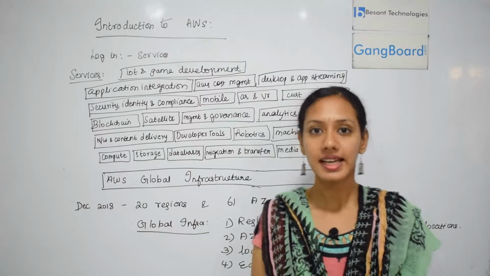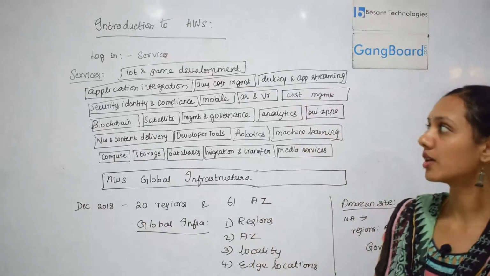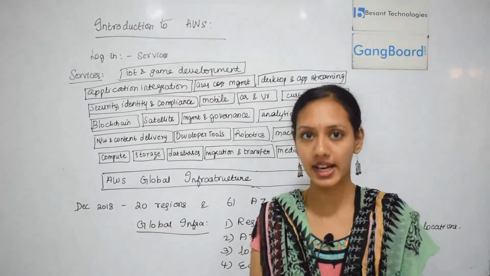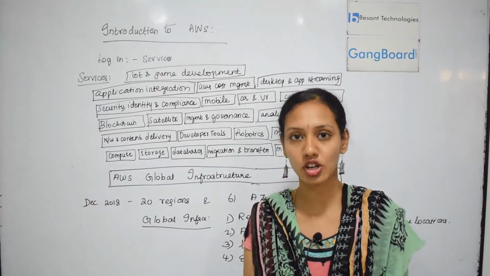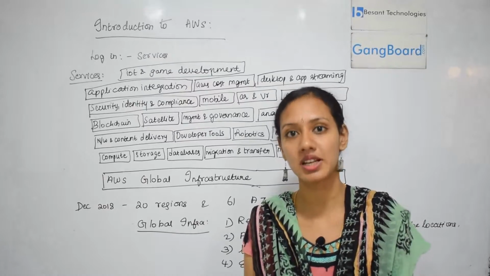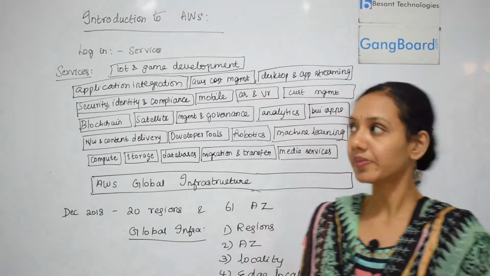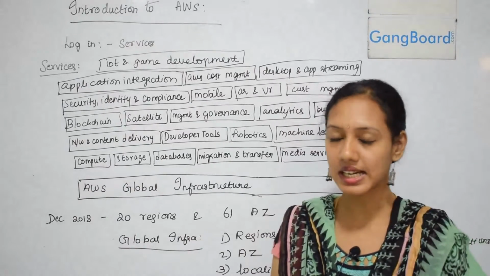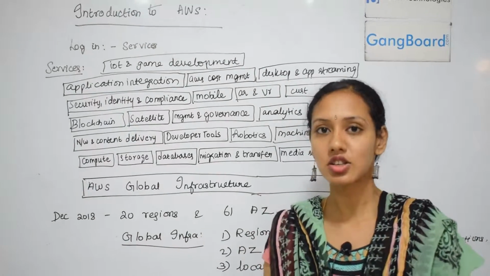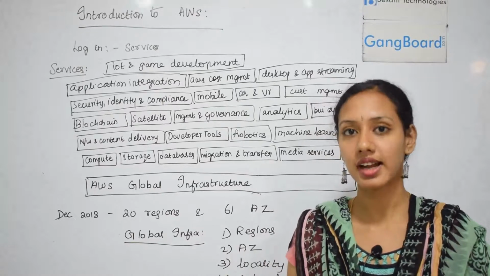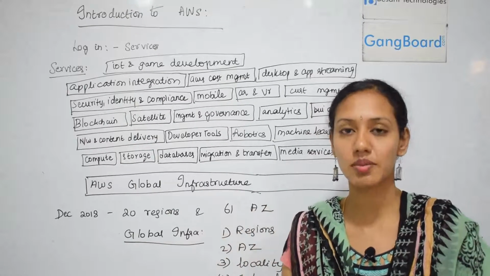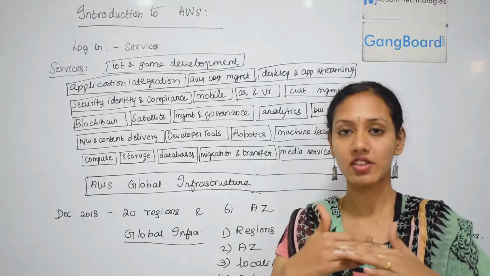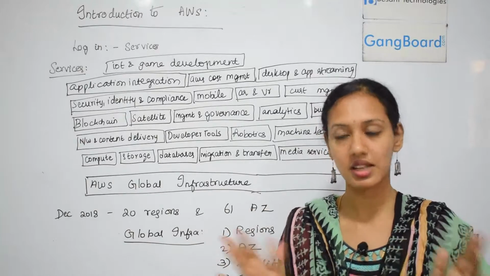In this video, I'm going to give you a brief introduction to AWS, and mainly we are going to talk about the AWS Global Infrastructure. Once you log into the console, the first page is filled with services. We have the list of services listed in the main page.